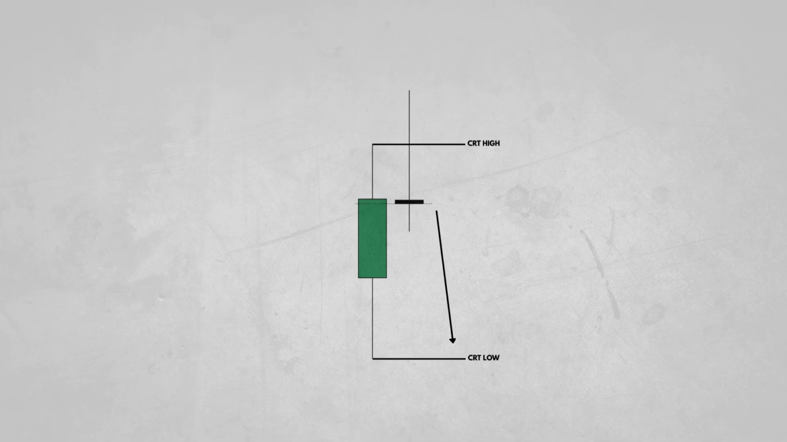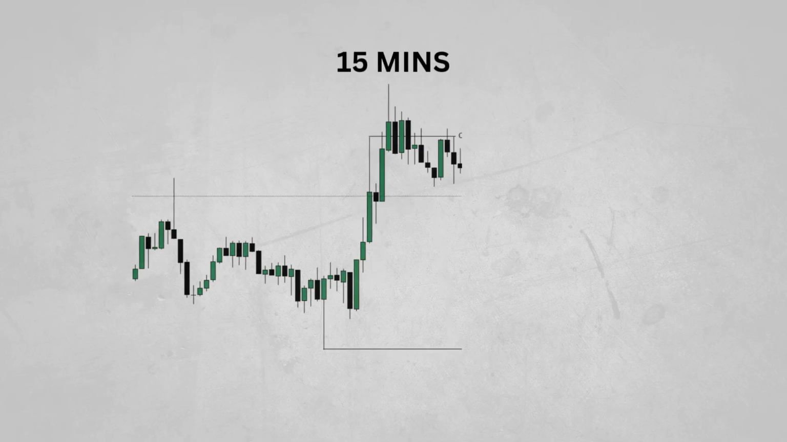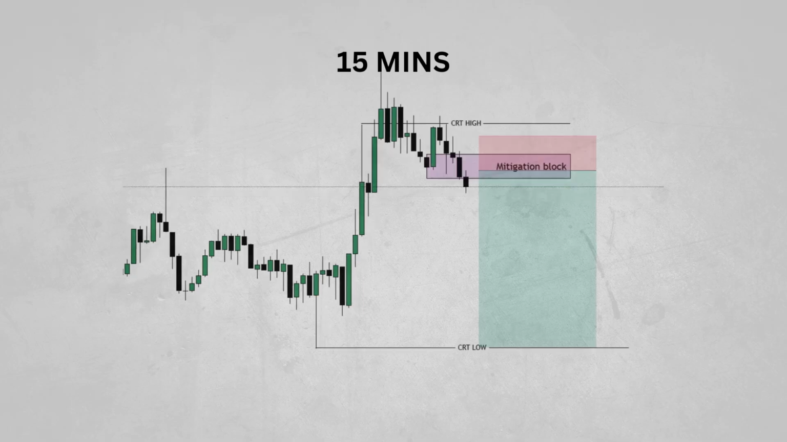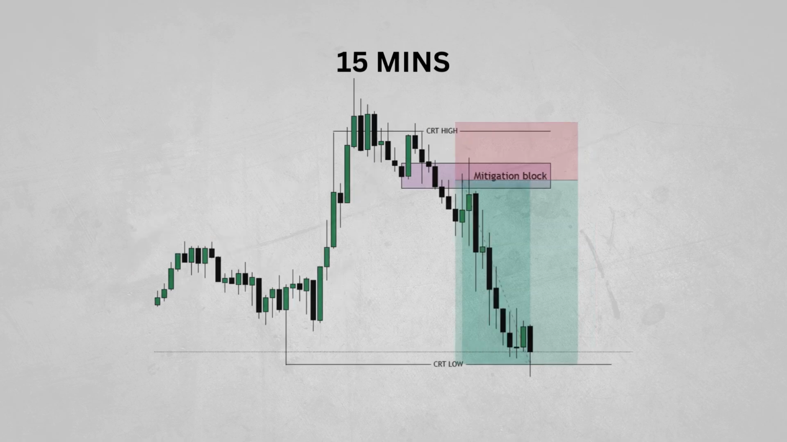So we drop to the 15-minute chart. And here we can see a mitigation block as well as a fair value gap. The setup is simple. Enter at the fair value gap. Place your stop loss just above the swing high and set your target at the CRT low. And as you can see, price moved beautifully right into the CRT low.